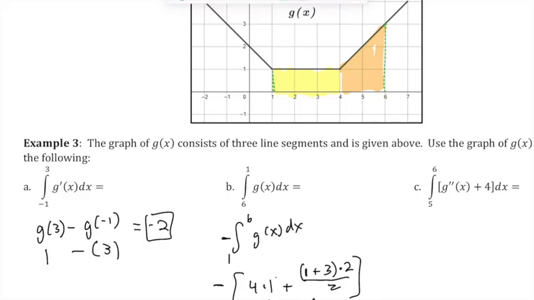And I may have made a slight mistake. The base here is 3. 1, 2, 3. So this should technically be -7 instead.